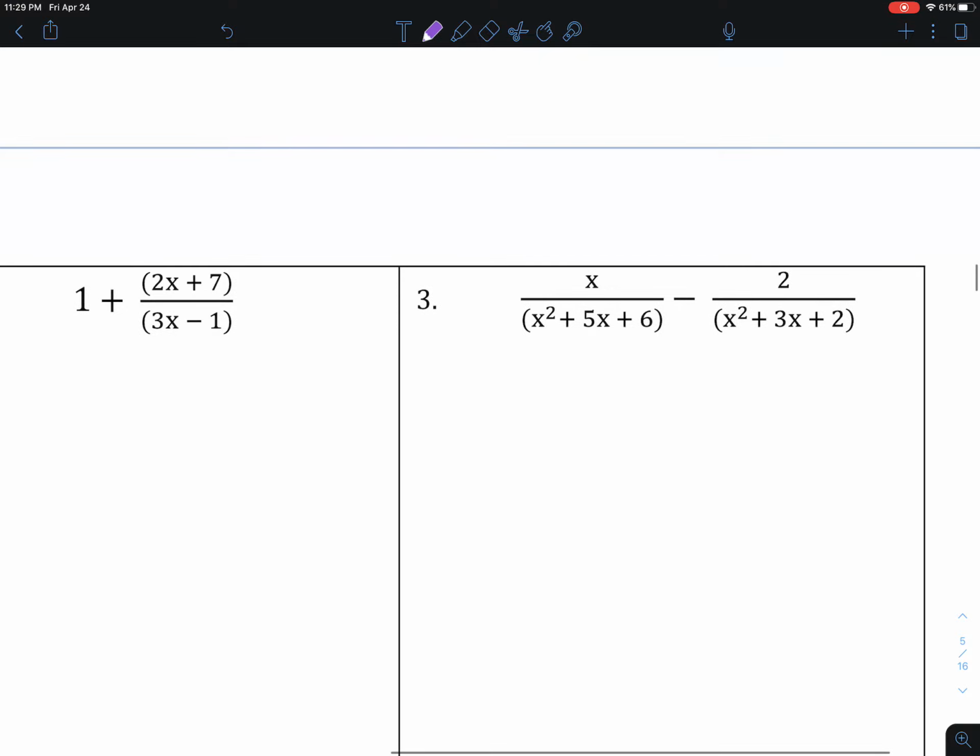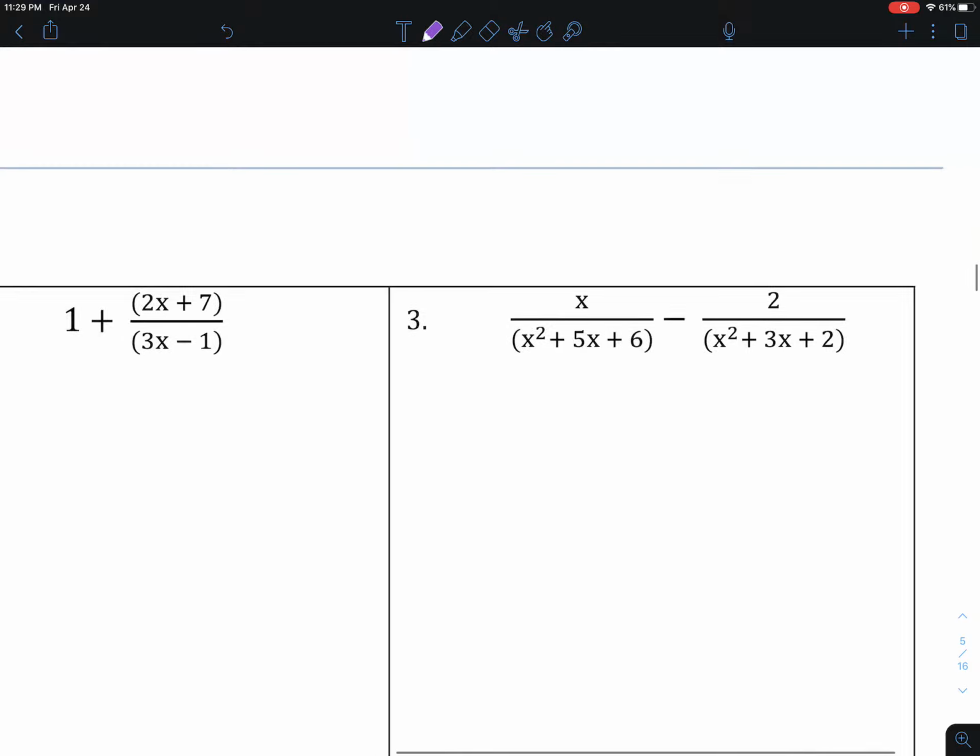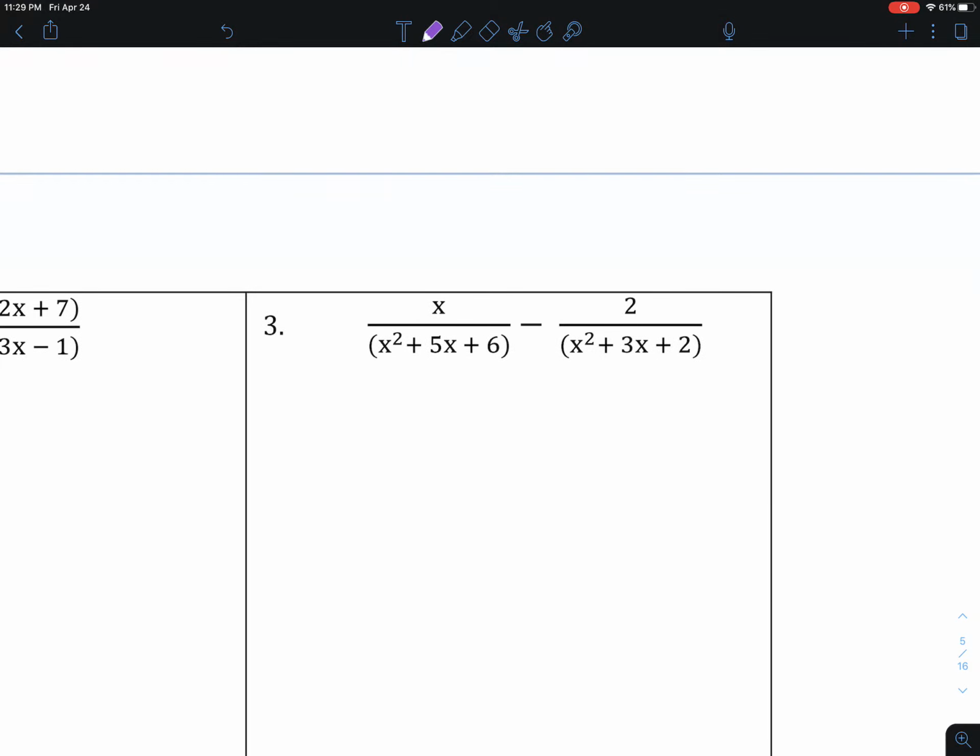So let's look at problem number 3. The shortcut is not going to work well on this one. So if we factor both sides, factor the denominator, this is x plus 3, x plus 2. What can I multiply to get 6, add to get 5? And this is x plus 2, x plus 1. All right, so now we have to figure out what is the common denominator here. It gets a little tricky here, but we can do it.